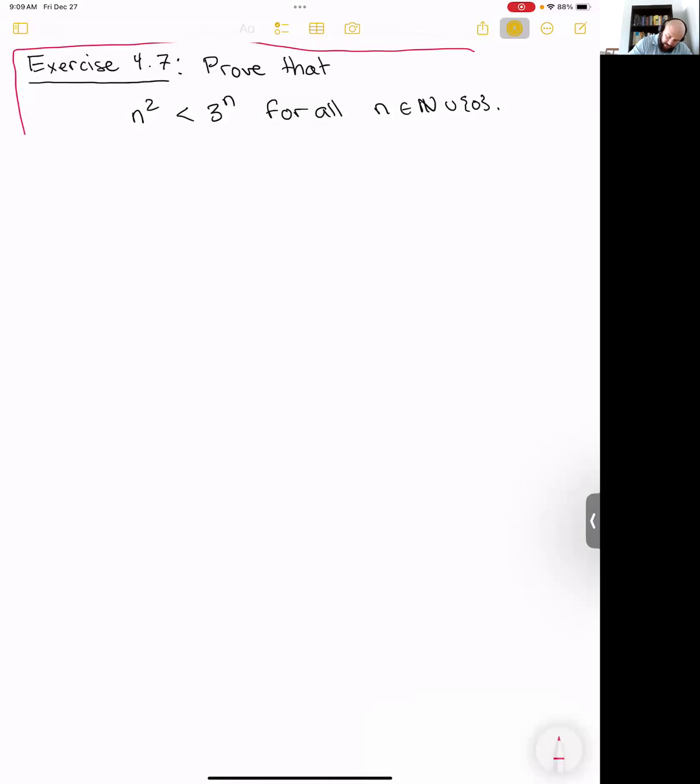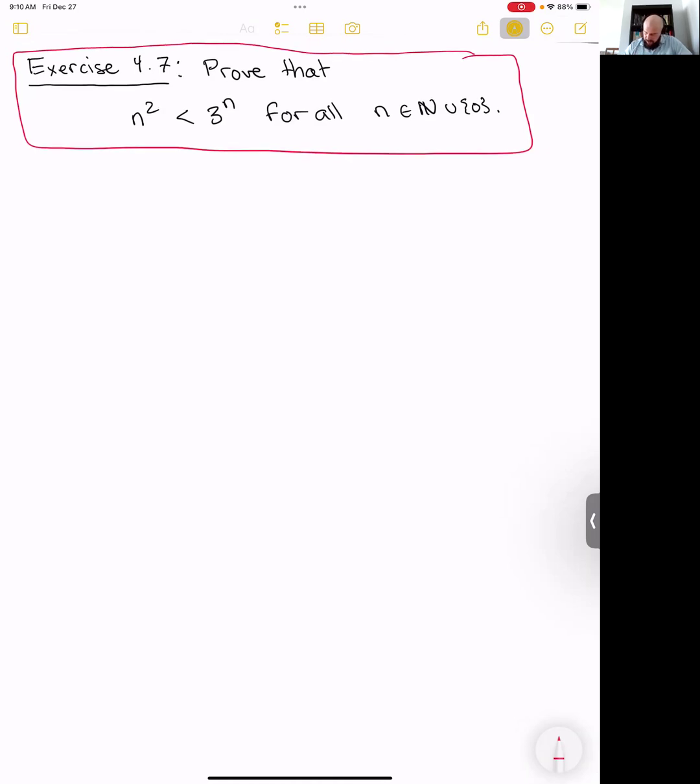It's an inequality that's true, apparently, for all natural numbers 0, 1, 2, 3, 4, and so on and so forth. Let's first just play around to see if we buy this. Let's plug in n equals 0, which is going to be the base case in this example. Then 0 squared is less than 3 to the 0. Well, of course, 0 squared is 0, 3 to the 0 is 1, so that's true. What about n equals 1? Now we have 1 squared, which is 1, less than 3 to the 1. Yeah, that's true.